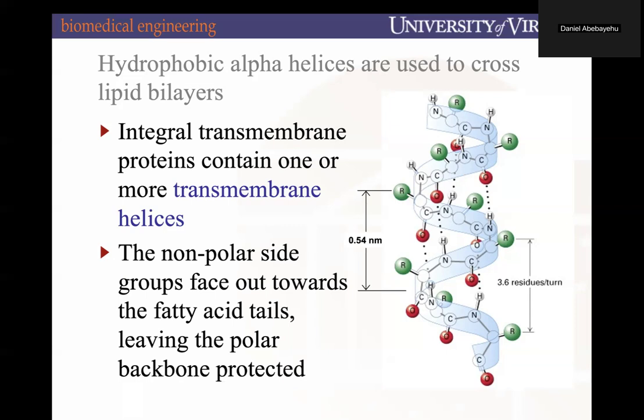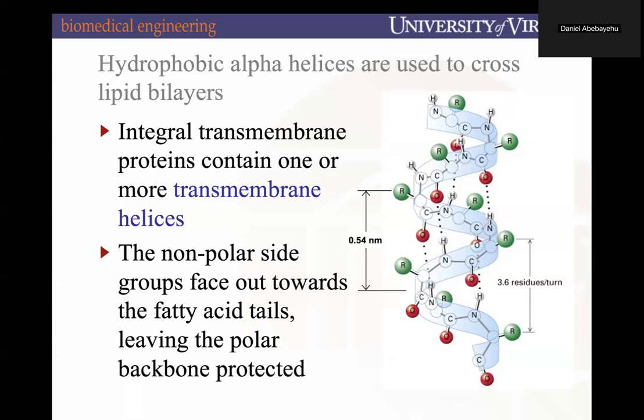Integral transmembrane proteins are typically comprised of alpha helices. The amino acids in the region spanning across the cell membrane are going to be alpha helices where their side groups are sticking outward. And because they're within the middle of the phospholipid bilayer, they're going to be hydrophobic. And so these integral transmembrane proteins are going to have hydrophobic alpha helices that are present within the hydrophobic region of the cell membrane.